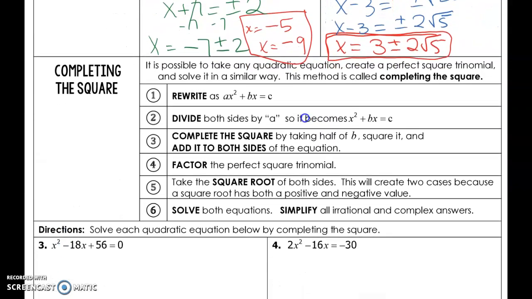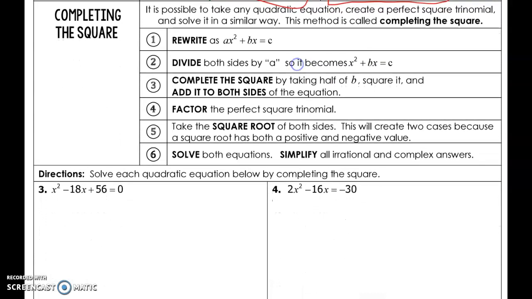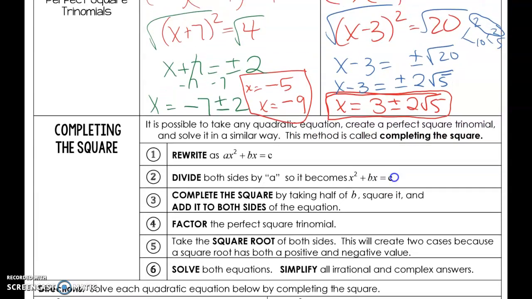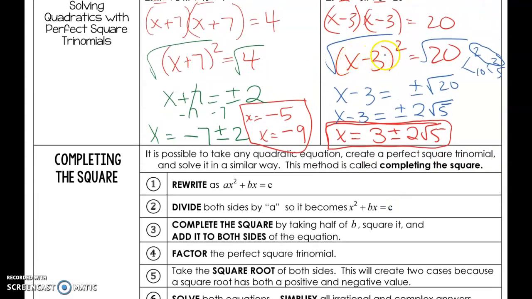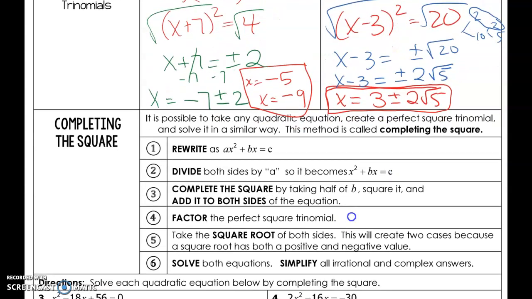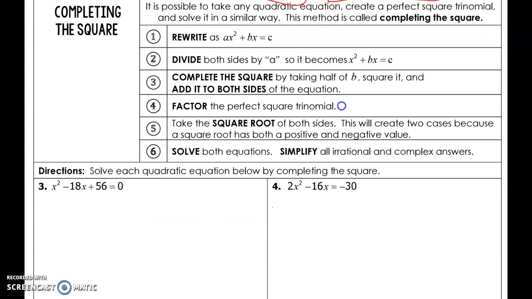So completing the square, these are the steps for it. And it's really important that you understand the steps as you read this. So it is possible to take any quadratic equation and create a perfect square trinomial, meaning something that looks like this, where you have x minus 3 squared equals a number, and then solve it in a similar way. So this method is called completing the square. So the first step in any equation is to rewrite it as ax squared plus bx equals c, which just means to move the constant to the other side.